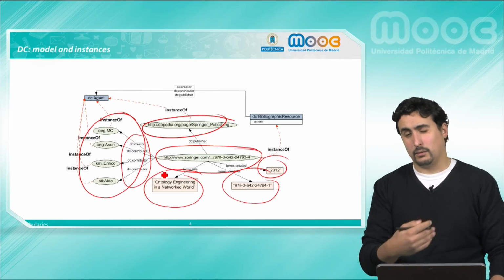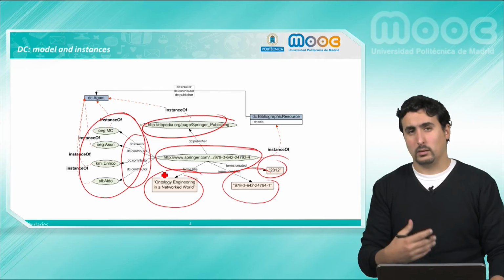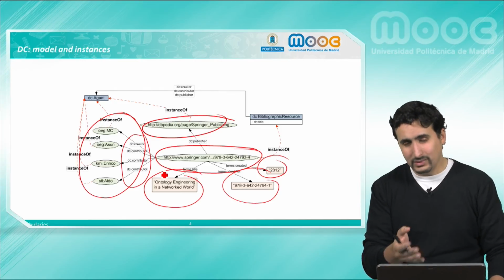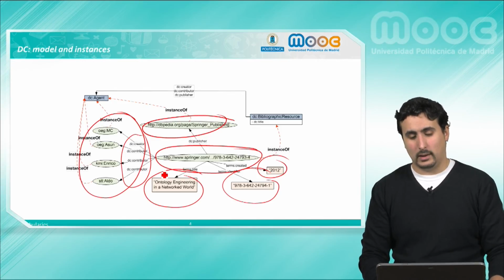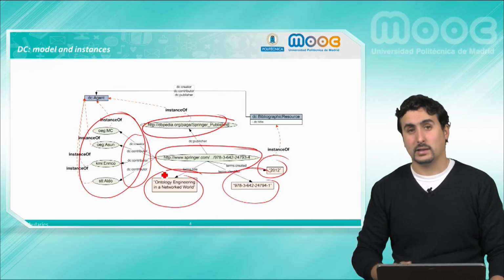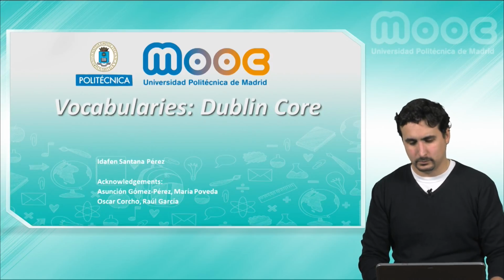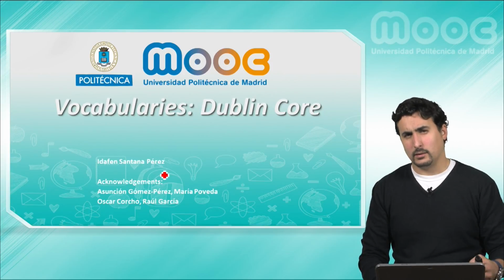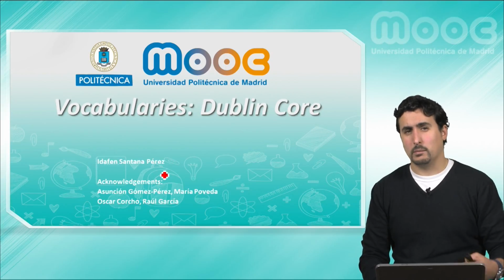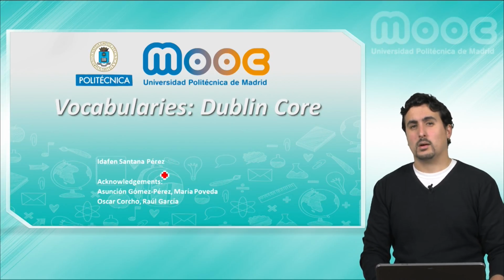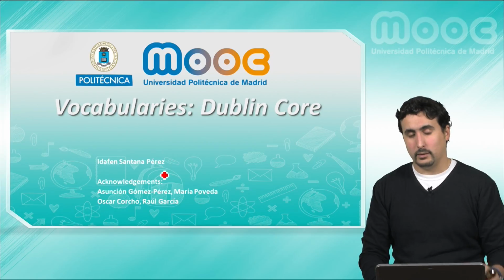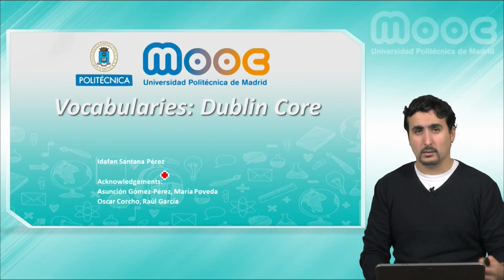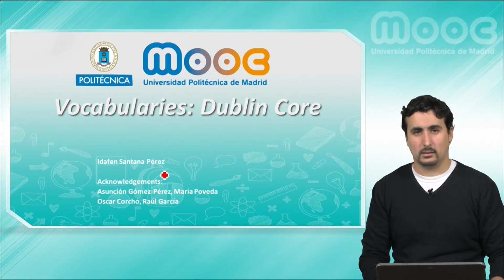Again, as in the case of FOAF or VCard, we are talking about documents, but in this case, we have a more comprehensive set of properties for describing more detailed information about bibliographical resources. Again, as in the case of FOAF, Dublin Core is one of the most popular vocabularies, so most likely you will end up either using it or querying it on the Linked Data platform.